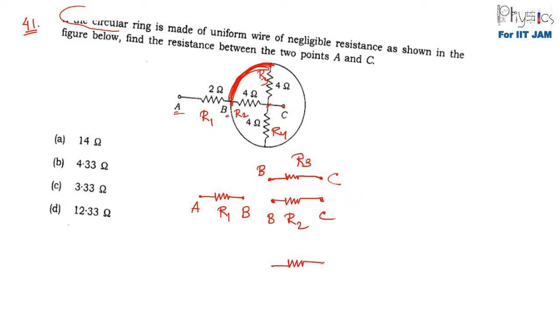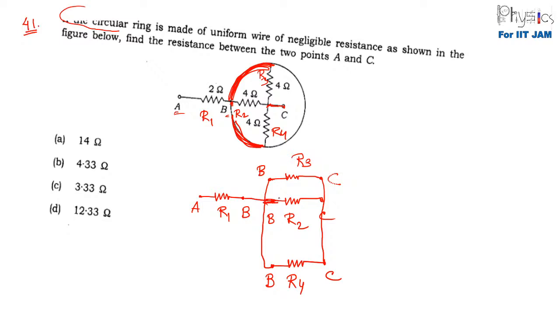And this resistance, that is R4, one end is C, another end is again B, right? Because this is just connected to point B. So all these are B and all these are C, right?